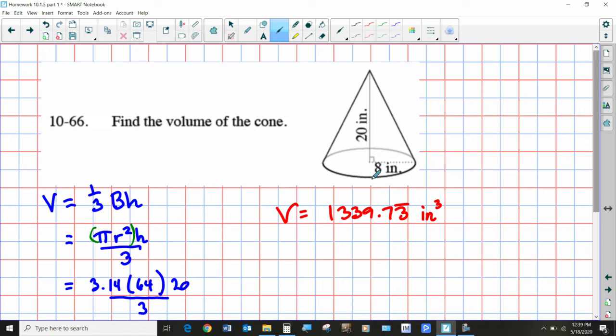So in this case, pi being 3.14, the radius squared is 64, and the height is equal to 20, you can go ahead and figure out what the volume of the cylinder would be, then take 1/3 of that by dividing it by 3. That's kind of what I did there. So we end up with this as our answer.